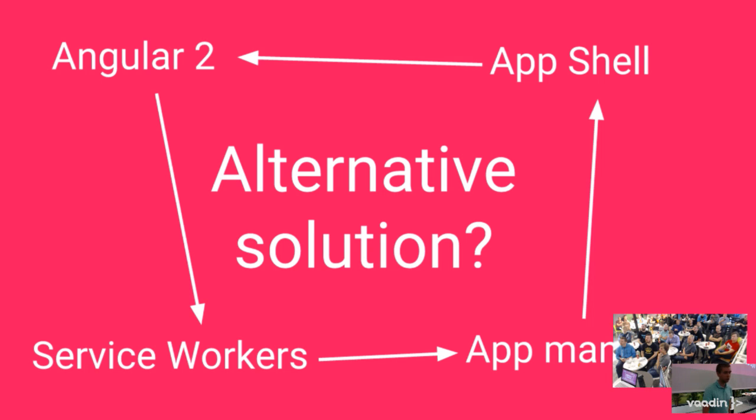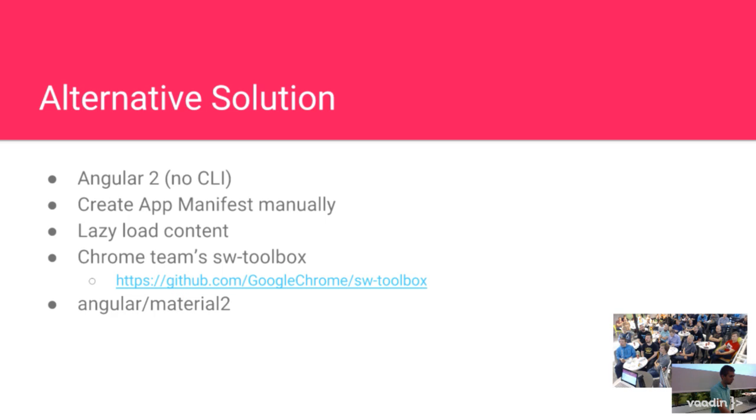Then I started to think of some alternative solutions. That would have to consist of Angular 2, because I wanted to create it with that. I had to create the service workers, app manifest, and the app shell design in there. So I wanted to get started with Angular 2 without the CLI. I would just download their quick start code and work from there.